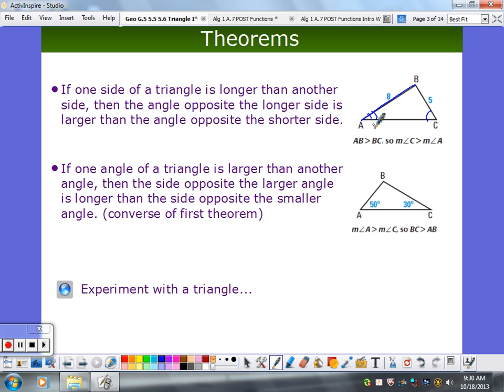If one angle of a triangle is larger than another, so now we're looking at the angles. I've got two angles here. Then the side opposite the larger angle is longer than the side opposite the smaller. So I've got two opposite sides here. I've got AB and I've got BC. So which one of these is going to be bigger than the other? Not by looks, but by other evidence. Yeah. Why is BC bigger than this one? Why?